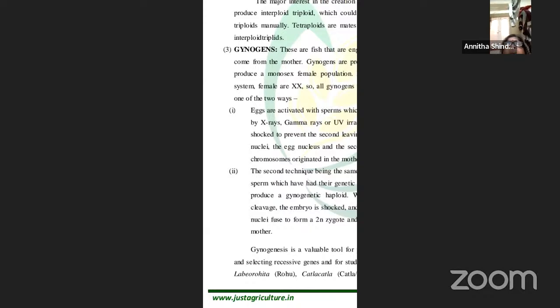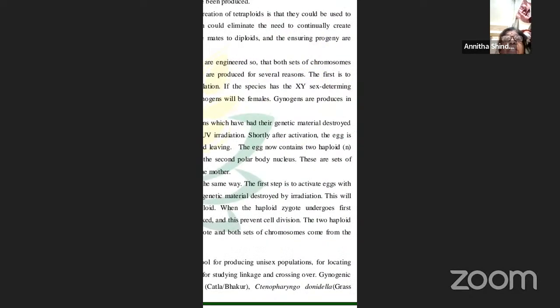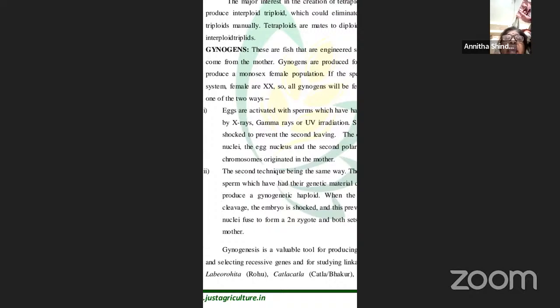So what do you mean by gynogens? Gynogens are fish in which both sets of chromosomes come from the mother, and these are produced for several reasons, mainly to produce a monosex female population. It means they don't want males, they want only a female population. So if you want only a female population, you can go for the production of gynogens. And if the species has an XY sex determining system, then all the females will be XX, so all the gynogens will be females.